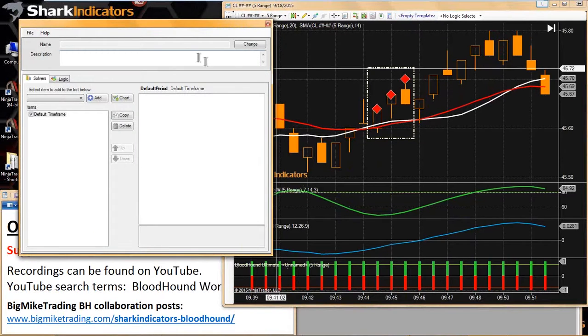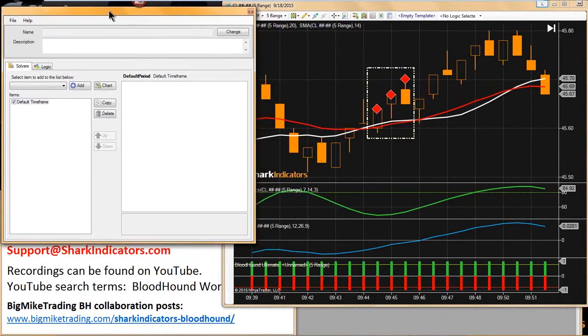Apparently Robert was trying to use the bar direction solver to do this, but the bar direction solver is not looking at the high of the bars, it's only looking at the bar direction. So the bar direction solver would not do that.